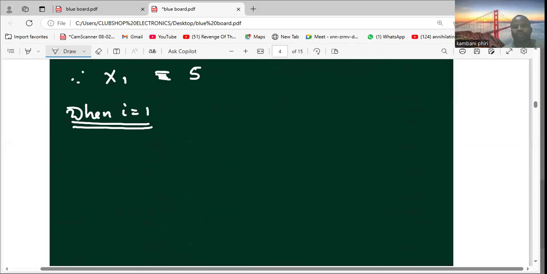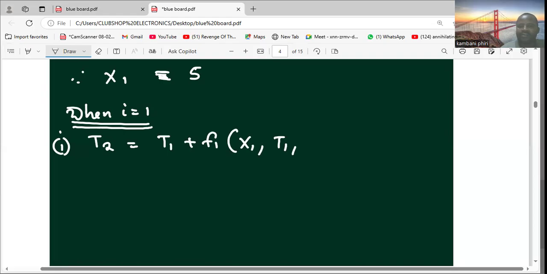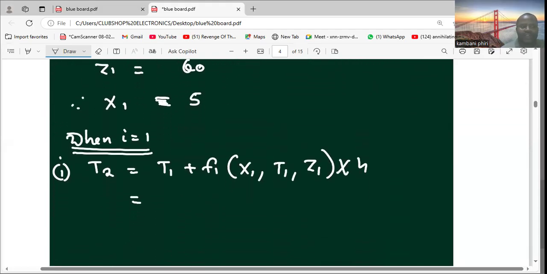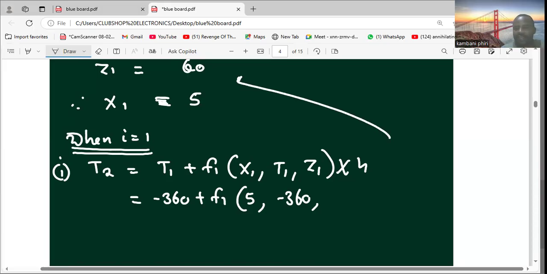All right. So it's the same process, right? It means the Euler's method for the first formula becomes t2, which is equal to t1 plus f1 of x1, t1, z1 times h. And what is our t1? t1 is what we have calculated above, negative 360. All right? So you have negative 360 plus f1. Our x1 is 5, t1 is negative 360. z1 is the one that we've calculated here, 60. Times 5.